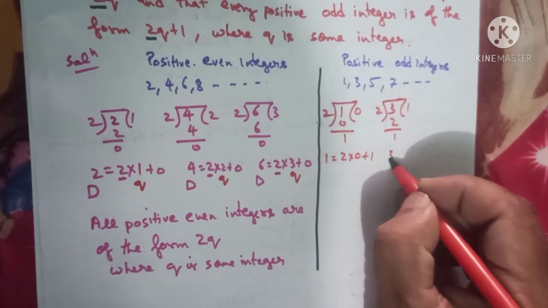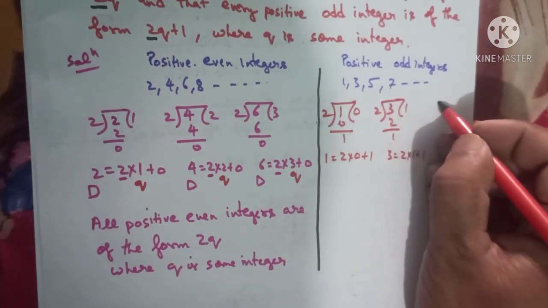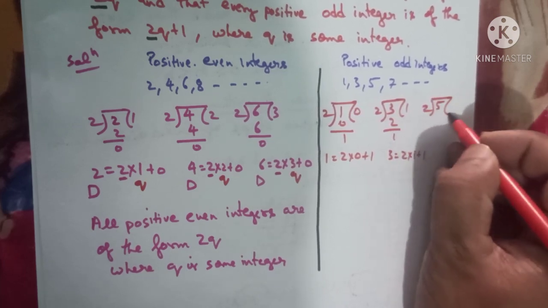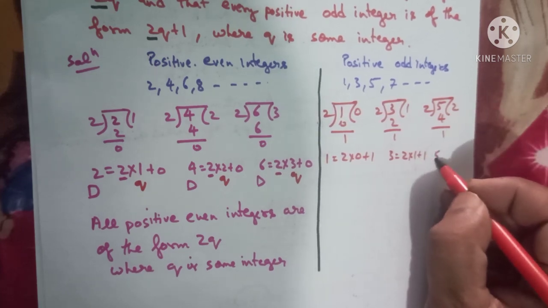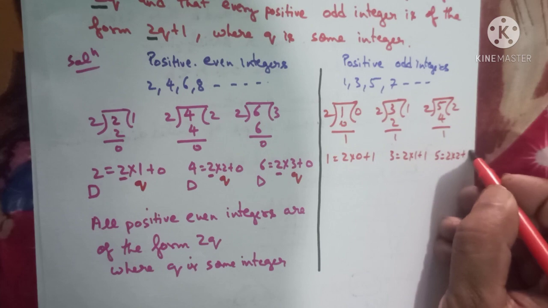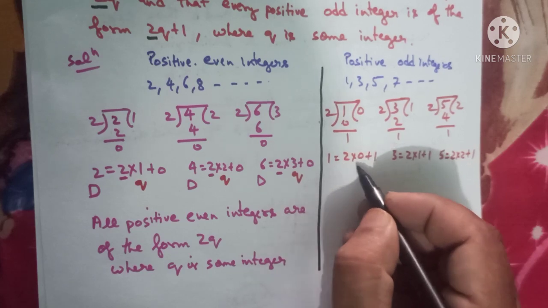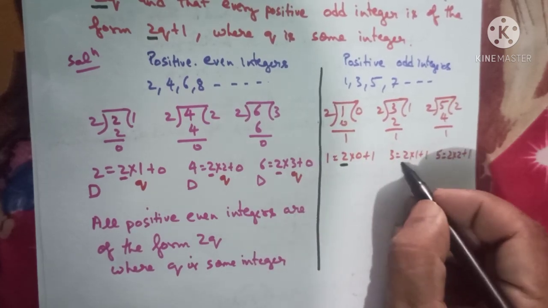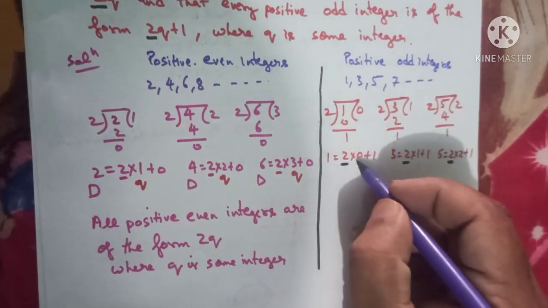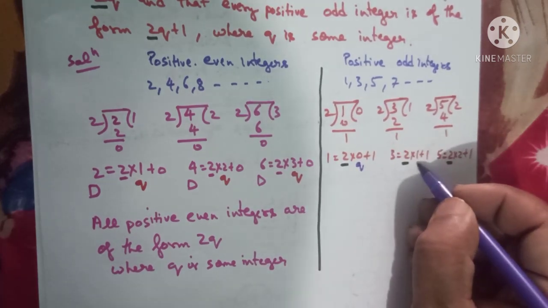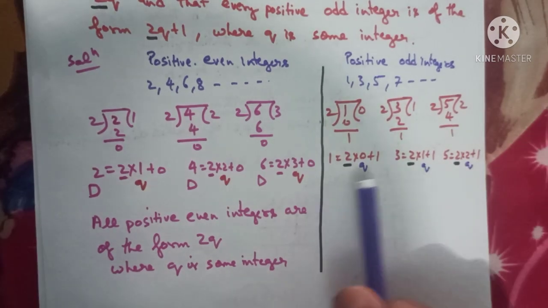So dividend 3 is equal to divisor into quotient plus remainder. Again if we are taking 5, we are dividing 5 by 2, 2 2s are 4, subtracting we get the remainder as 1. So dividend 5 is equal to divisor into quotient plus remainder. In all the three cases you can clearly see that the value of the divisor is 2. The value of the quotient is changing. Quotient is 0, 1, 2, that is q is an integer, and dividend is 1, 3 and 5.